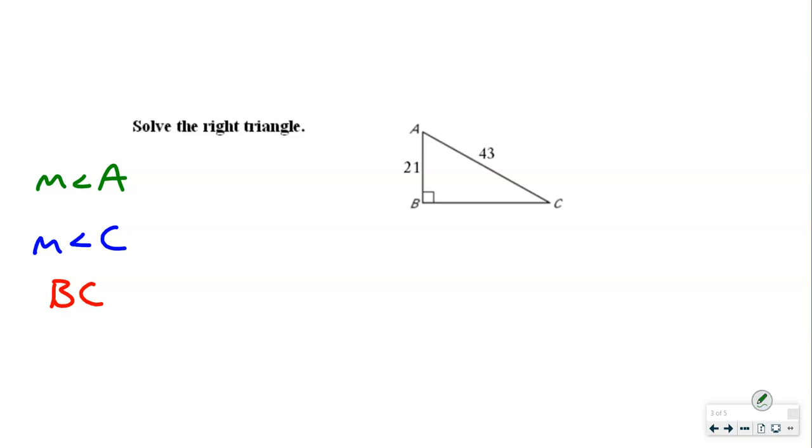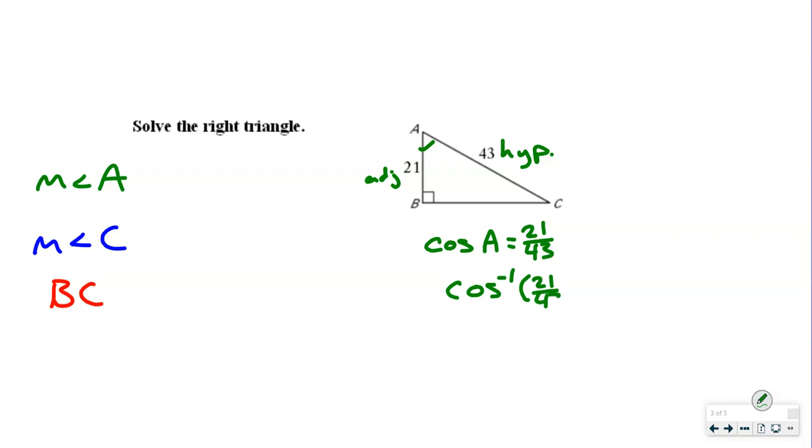So if I want to find angle A first, I know that looking at 21 and 43, 21 would be adjacent to angle A, and 43 is our hypotenuse. So adjacent over hypotenuse, that'd be cosine. So I might say cosine of angle A equals 21 over 43. Now remember, to find your angles, you'll need to do inverse of whatever ratio you're using. We're using the cosine ratio, so I will use inverse cosine. Inverse cosine of 21 over 43.